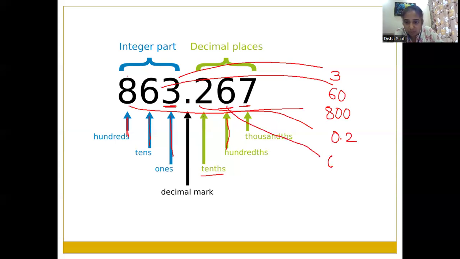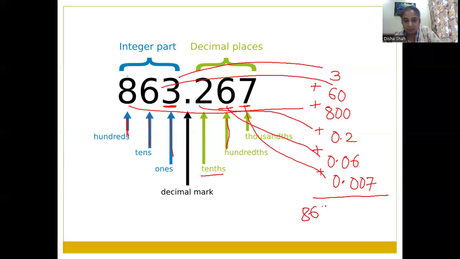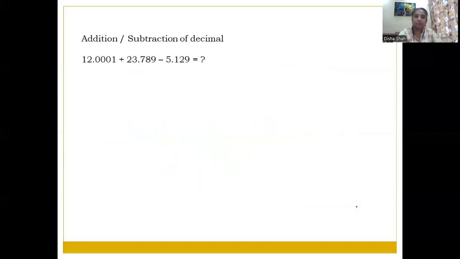इसका वैल्यू है 0.06 और इसका वैल्यू है 0.007. ठीक है. अगर हम इन सबको ऐड कर दें, if we add them, then we will get the value as 863.267. ठीक है. Now, how to do addition or subtraction in decimal?